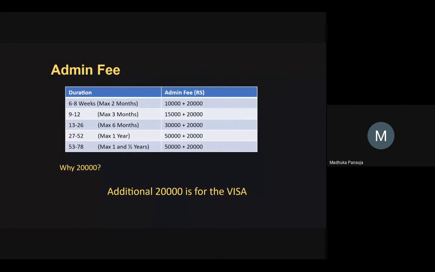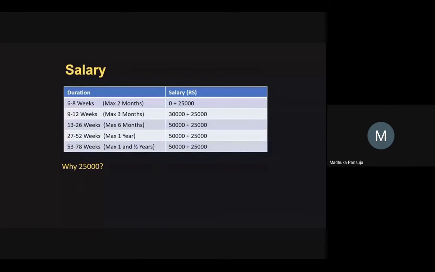Okay. So with these categories, the salaries also change. So you can see 6 to 8 weeks, that means maximum 2 months, its salary is 0 plus 25,000, and then 30,000 plus 25,000, 50,000 plus 25,000, 50,000 plus 20,000. Likewise, they are categorized. So can you guys guess what this 25,000 is? Anyone? It's the accommodation fee?